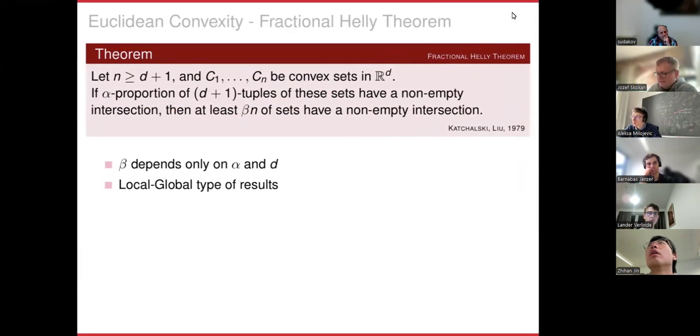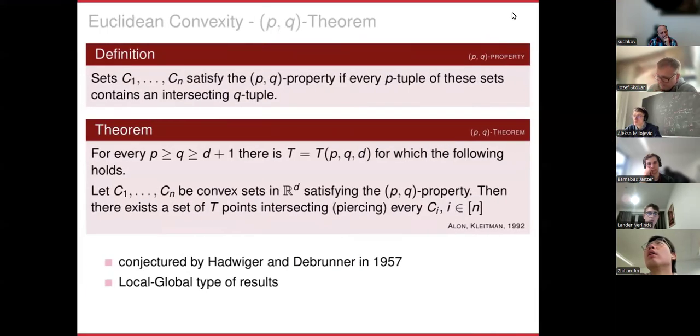Can one say anything more? Yes, one can say something more. This is the so-called PQ theorem. We say that the sets C1 through Cn satisfy the PQ property if every p-tuple of these sets contains an intersecting q-tuple. So if p is equal to q, then we are just saying that every p-tuple is intersecting. But if p is much larger than q, it tells you that you look at the p-tuples, maybe not all of them intersect together, but there must be a q-tuple, which is smaller, which is intersecting.